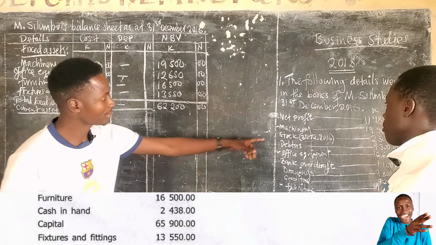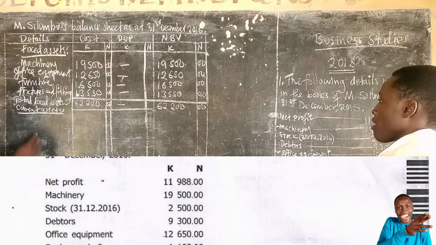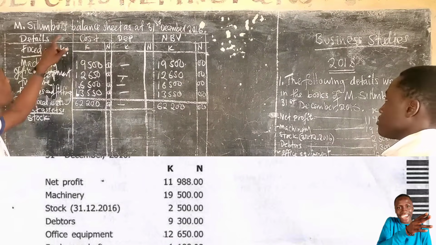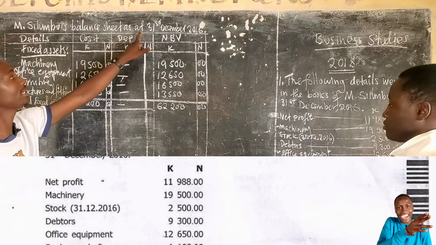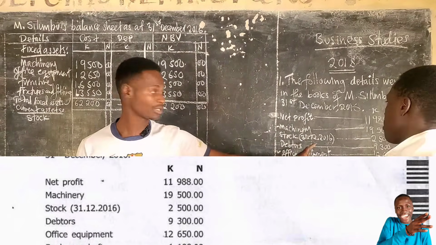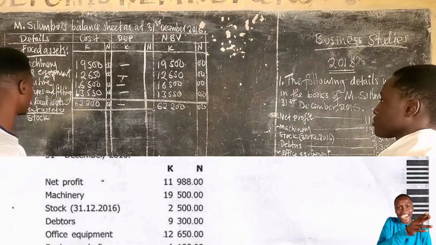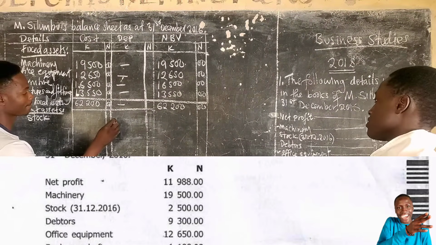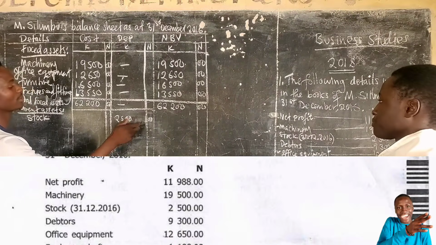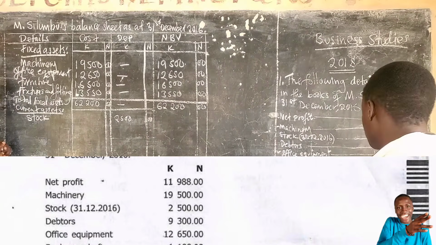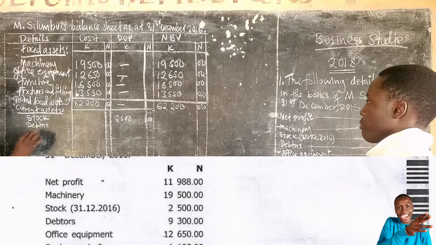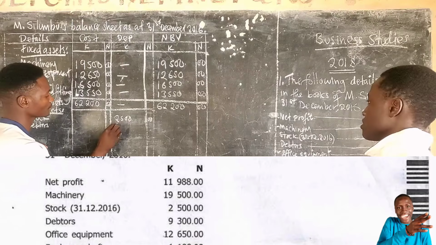Now here, if you look nicely, we have stock, right? And it's a closing stock. How do we know that it's the closing stock? Check, this financial period is ending at 31st December, and here he's saying 31st December as well. So this is the closing stock. How much? 2,500. This is supposed to be in the middle column. Then next is debtors. How much are the debtors? 9,300.